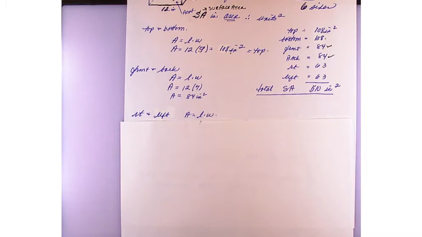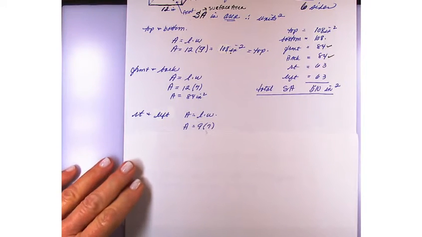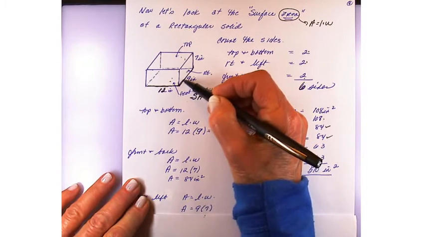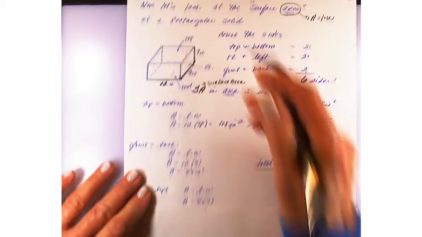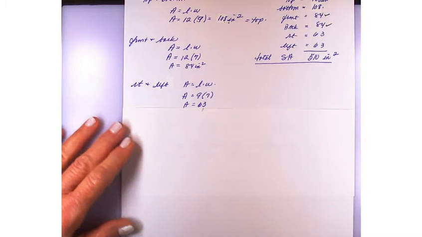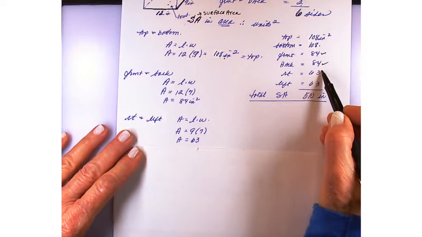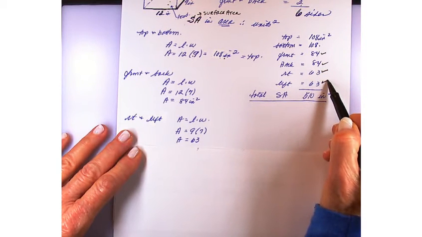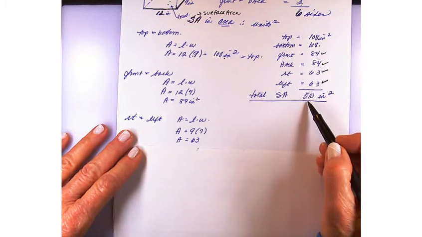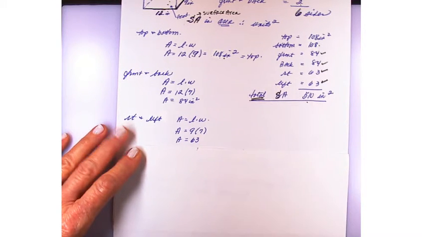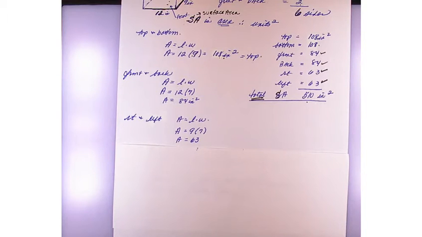Now we'll do the right and the left. And so my right, I have 9 by 7. 9 times 7 is 63. So I have a right is 63, a left is 63. I add all of these up, and my total surface area is 510 inches squared.